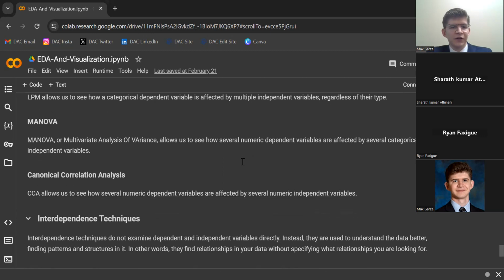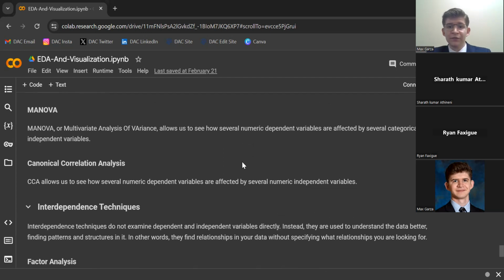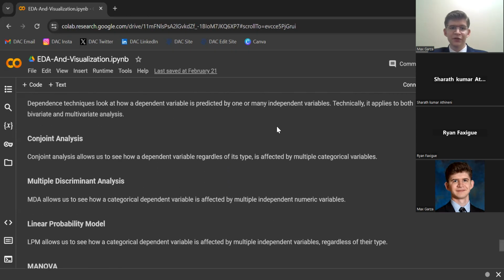And now, MANOVA is really similar to the ANOVA that we talked about earlier. It just allows us to work with more variables. Basically, it allows us to look at how these numeric dependent variables are affected by categorical independent ones. So again, looking back at, say, whether or not the host is verified and the neighborhood group, we can predict the price and we could predict the service fee, because this does say you can predict several numeric dependent variables, which makes it distinct from what we talked about earlier.